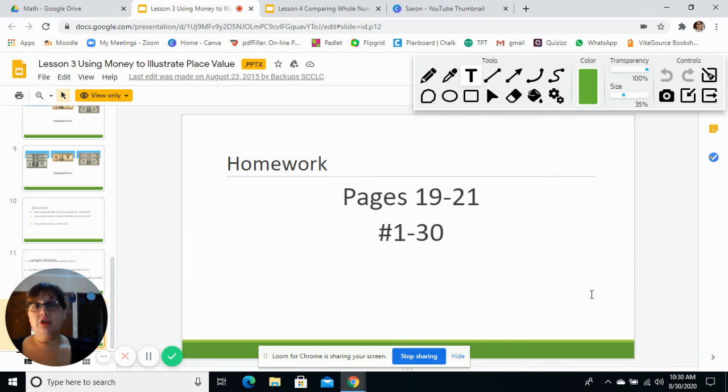And the last thing is your homework. Remember to do your homework, pages 19 through 21, numbers 1 through 30.